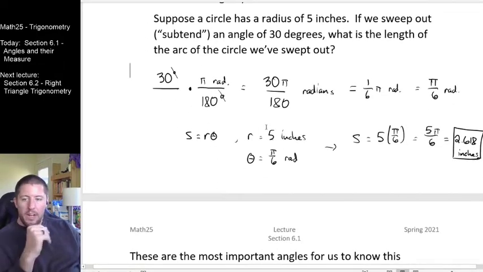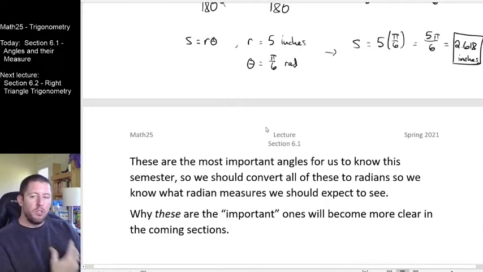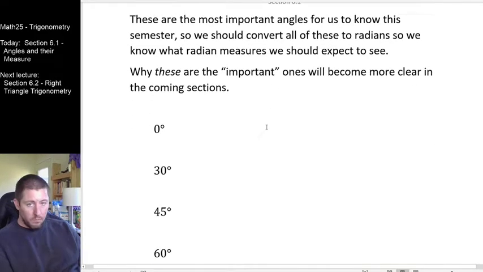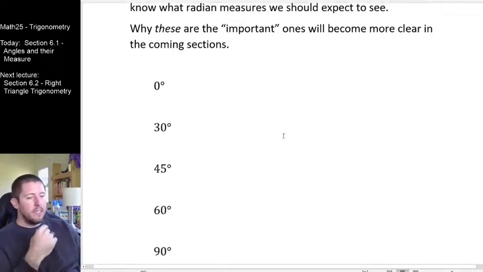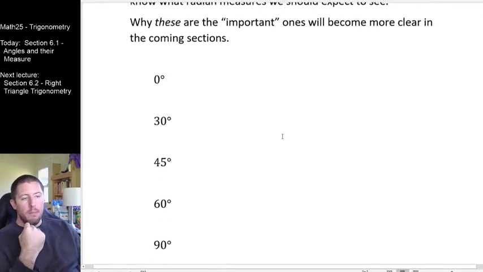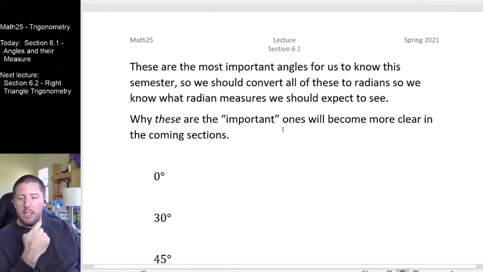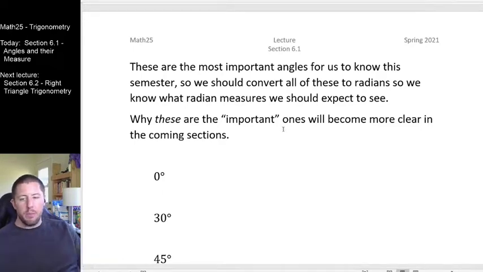So there we go. We did our first real example right here. So let's cruise through a couple other things, and then we'll look at one last example, and we'll call it a day here. The most important angles for us to know this semester, I've listed them here. Why these are going to be the most important angles isn't super obvious right now, but as we get into our discussion of right triangles, there's a couple of right triangles that have some special properties, and we're going to want to identify those right triangles.